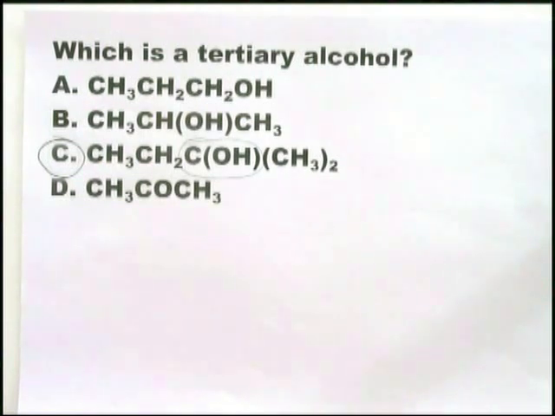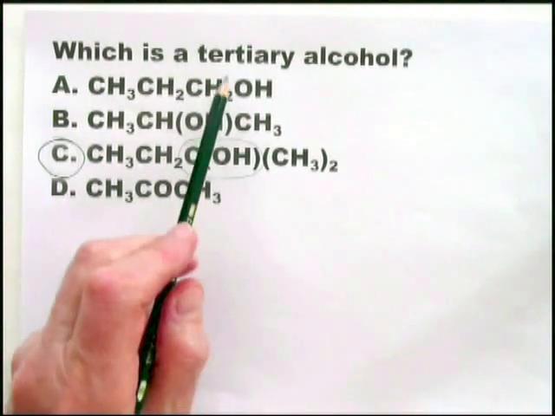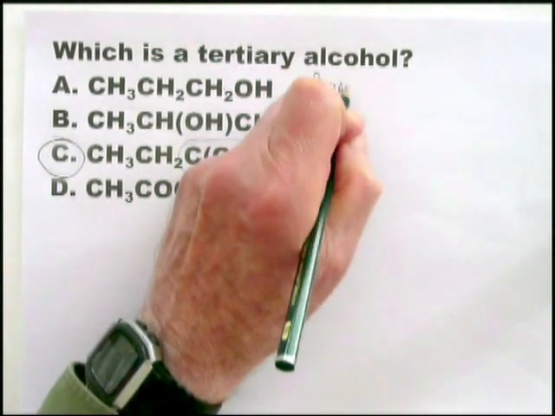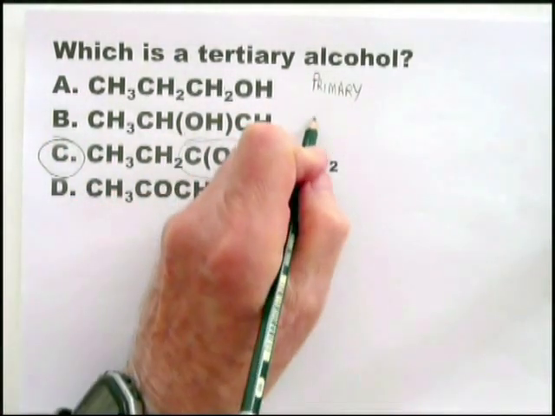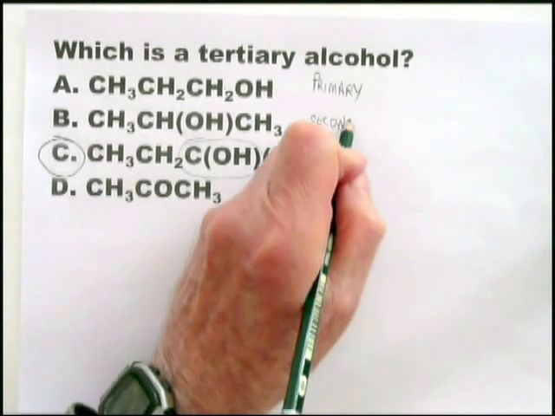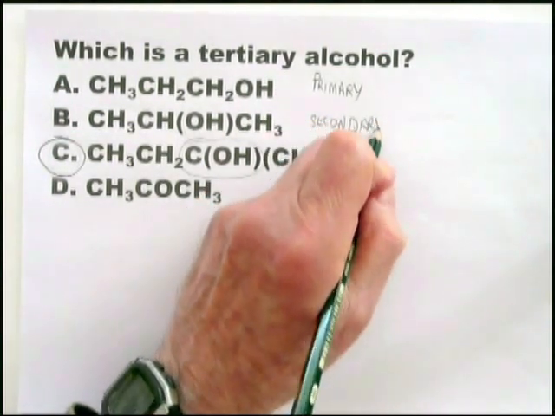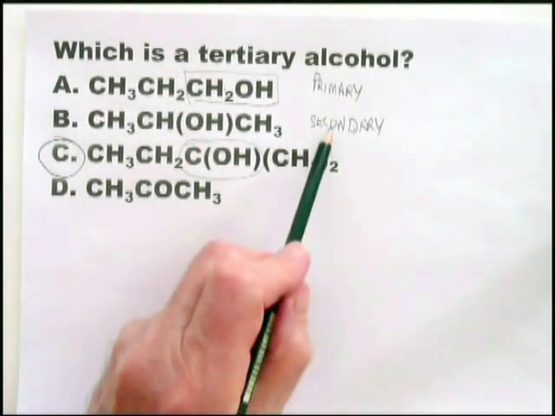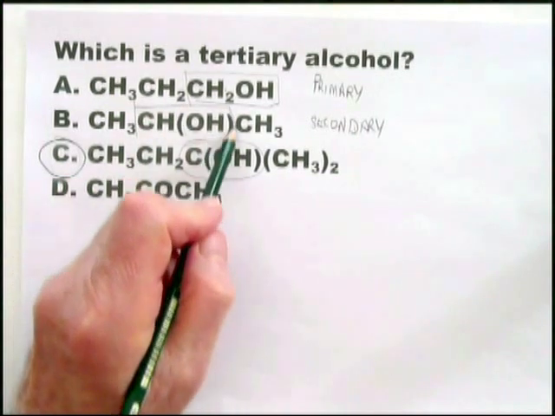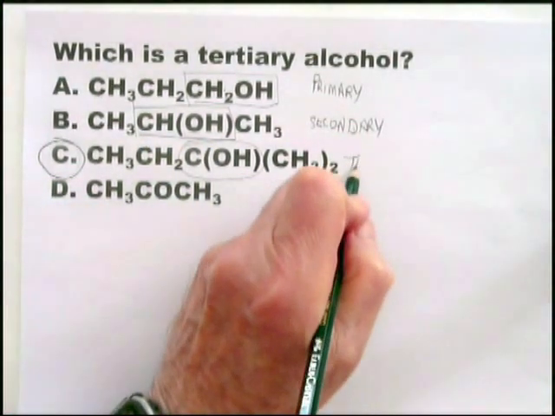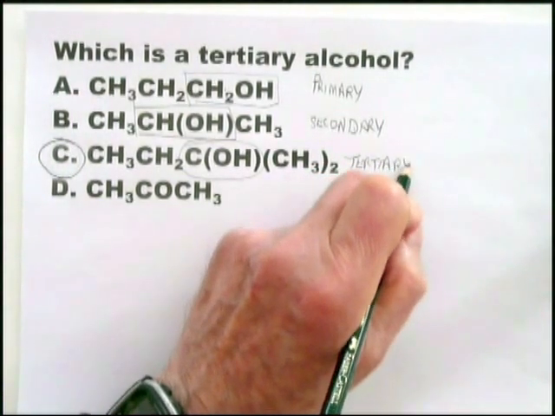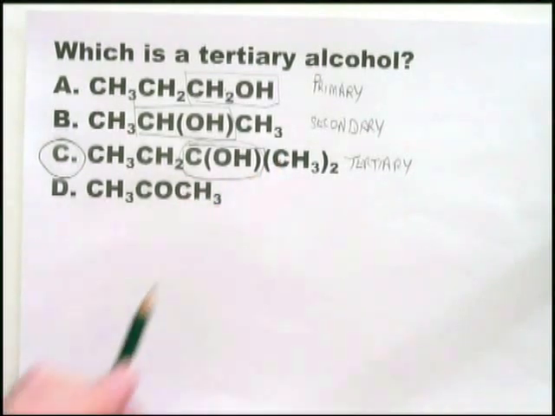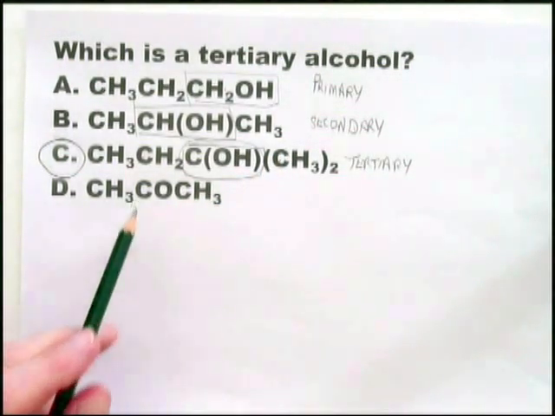Just to cover you on what the others are, this is the primary alcohol. Let me write that down. Primary alcohol. This is a secondary alcohol. The characteristics of the primary alcohol are this, CH2OH. The characteristics of the secondary alcohol are CHOH. And the characteristics of the tertiary are COH with 1, 2, 3 carbons. And this, of course, is a ketone.